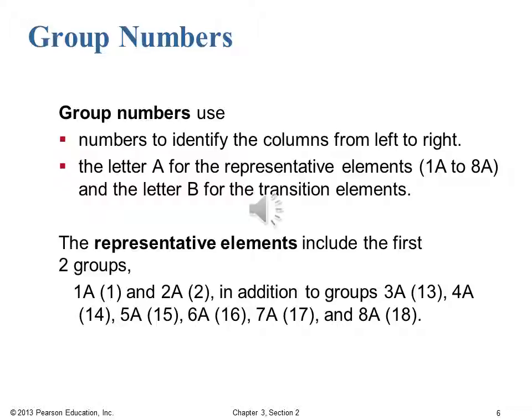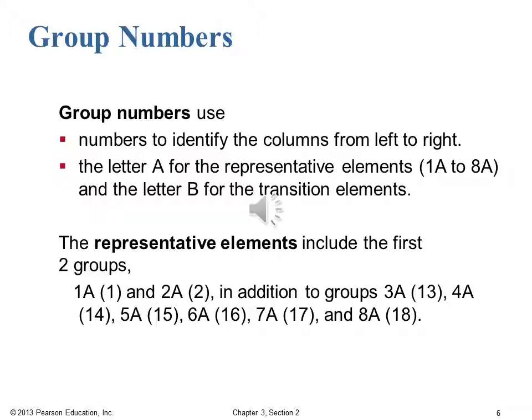The representative elements, as I said, include the first 2 groups, so group 1 or 1A and group 2 or 2A, and then also groups 3A through 8A, which, if you're counting the 10 groups of transition metals, then you would skip from 2 to 13, and then 14, 15, 16, 17, 18, or we would just pick up with 3A, 4A, so on and so forth.